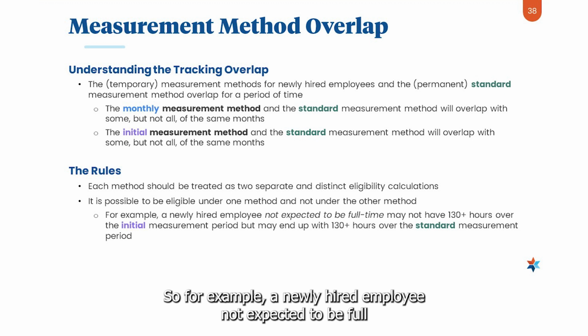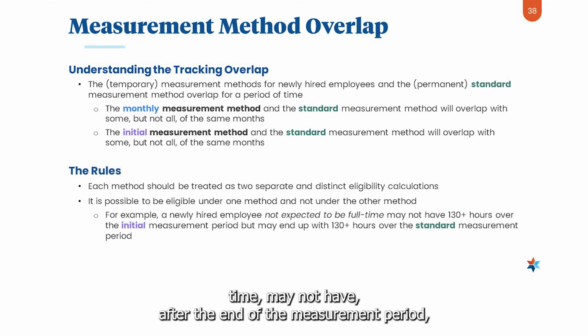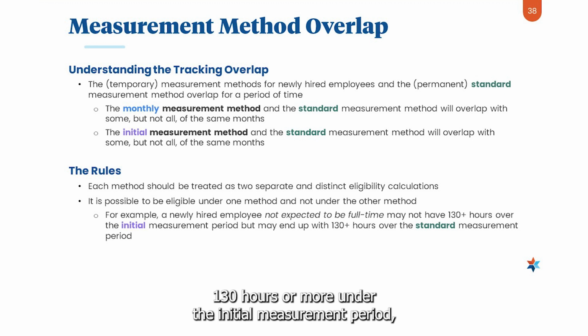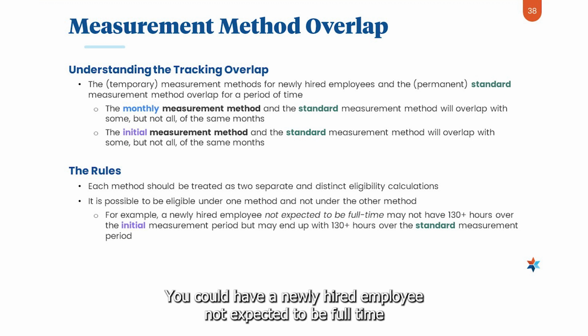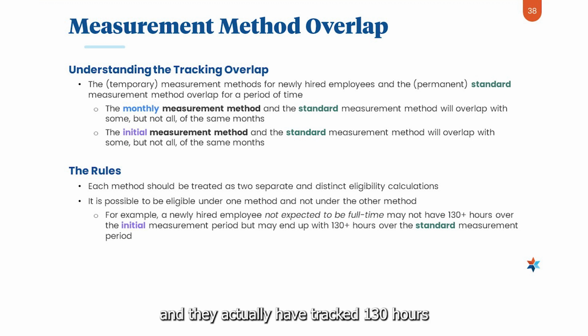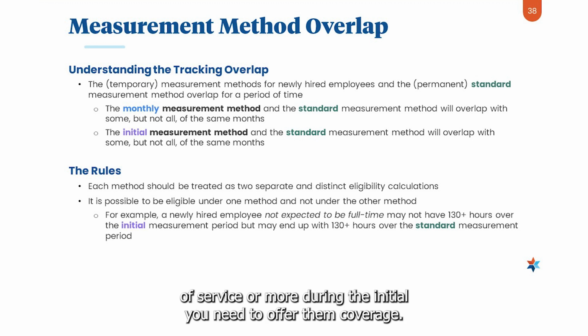So for example, a newly hired employee not expected to be full-time may not have, after the end of the measurement period, 130 hours or more under the initial measurement period, but may end up with 130 hours or more under the standard. So they wouldn't be offered under the initial, but they would be offered under the standard, or vice versa. You could have a newly hired employee not expected to be full-time, and they actually have tracked 130 hours of service or more during the initial.